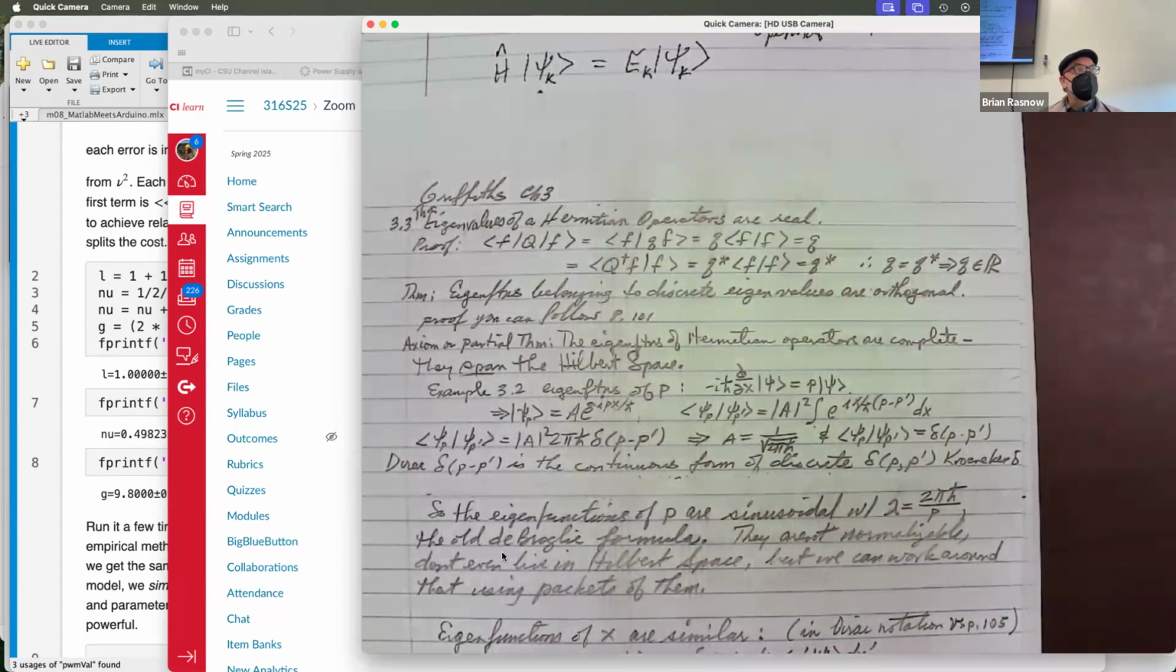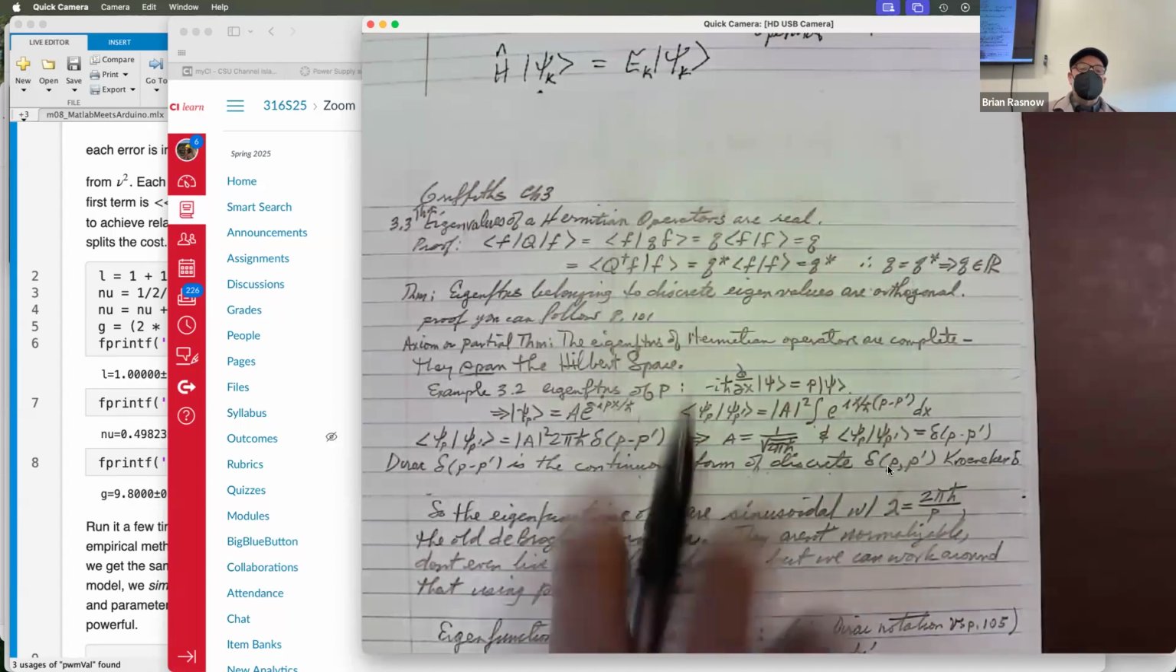Oh, where'd that come from? Dirac delta is the sum killer? Well, this one is the integral killer, right? The integral of the Dirac delta is one, right? It's the weird one where it's infinity at one point, and then it's just zero everywhere else. It kind of looks like that.